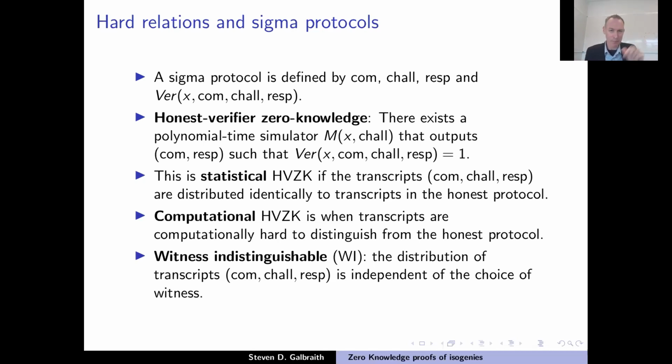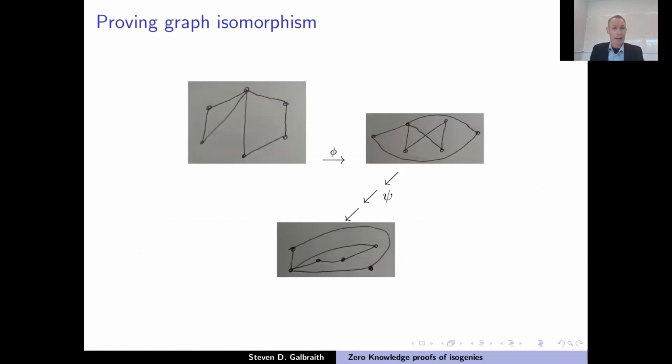But the formalism of zero knowledge is that you can construct transcripts without knowing the witness, as long as you break the ordering commitment, challenge, response. And I'm not going to talk about witness indistinguishability. Okay, so let's go through this very precisely now.